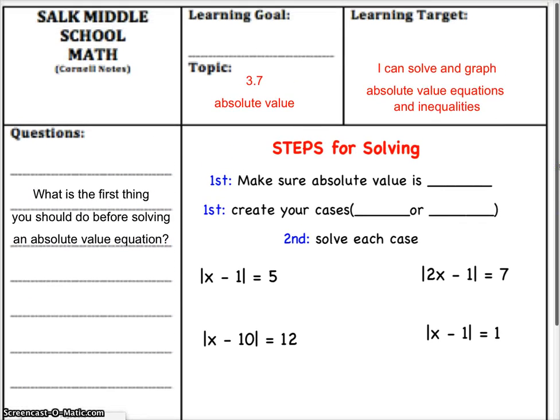So steps for solving. The first thing you want to do is make sure your absolute value sign is alone. That'll always be the first thing you do. We're not there yet. That's going to be tomorrow. And then you're going to create cases. You're going to create a positive case, and you're going to create your negative case. And then you solve.